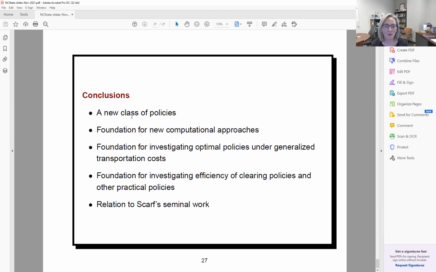So just to wrap up, and I'm happy to share the paper, as I have mentioned, we introduced a new class of policies for the finite horizon version of the problem. The structure of the optimal policy provides a foundation for new computational approaches. I have not said anything about how to compute the optimal policy parameters. There's a lot of work that needs to be done in that domain.